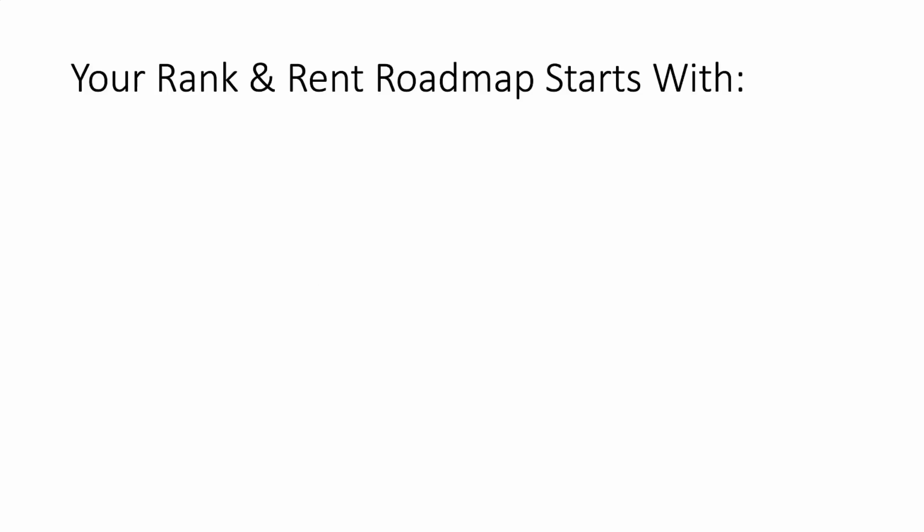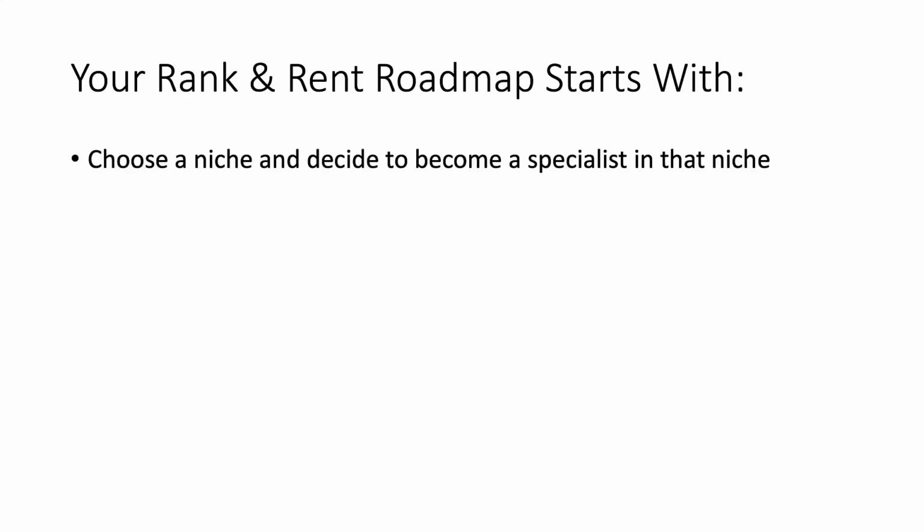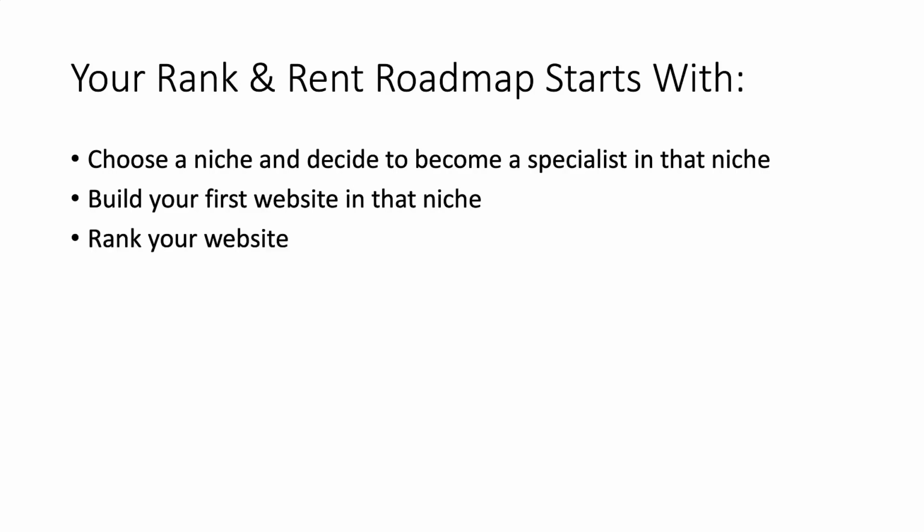So, the rank and rent roadmap starts with one niche and you decide to become a specialist in that niche, yes? You all agree with that now? You agree with me, yes? Good. Build your first website in that niche, okay? Simple. Don't move past this step till you've finished it. Build your first website in that niche, and we give you all the training, don't worry about that. Rank your website, okay? Once you've done that, rent your website out. That's it.